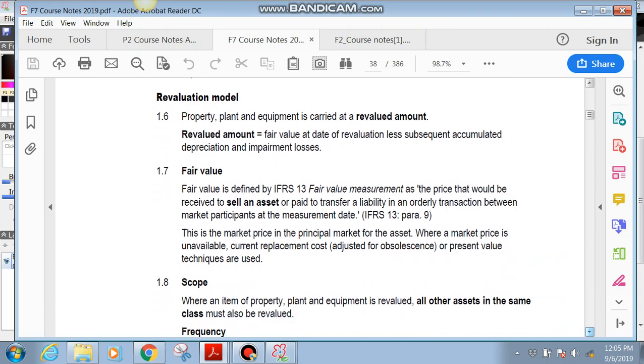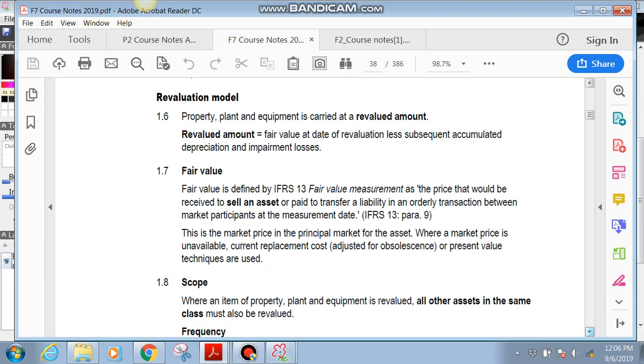You need to know the definition of carrying amount. When we say carrying amount, what do we mean? You need to know the definition of fair value. If the question says fair value, what do they mean? Fair value is defined by IFRS 13, Fair Value Measurement, as the price that would be received to sell an asset or paid to transfer a liability in an orderly transaction between market participants at the measurement date.